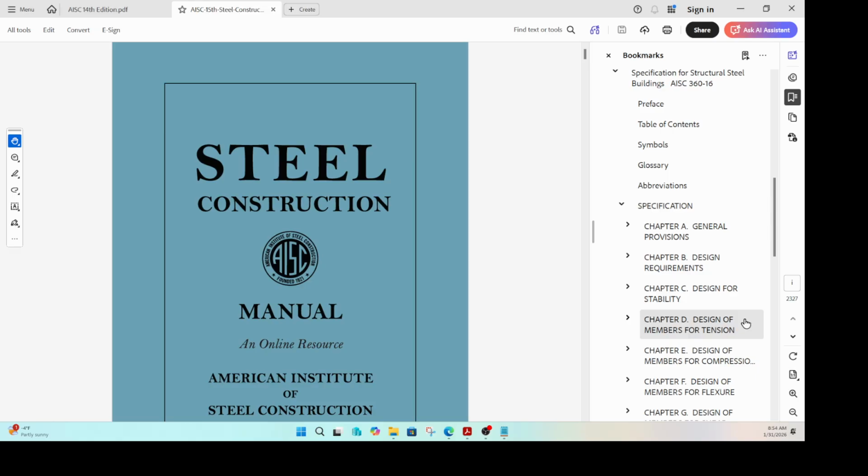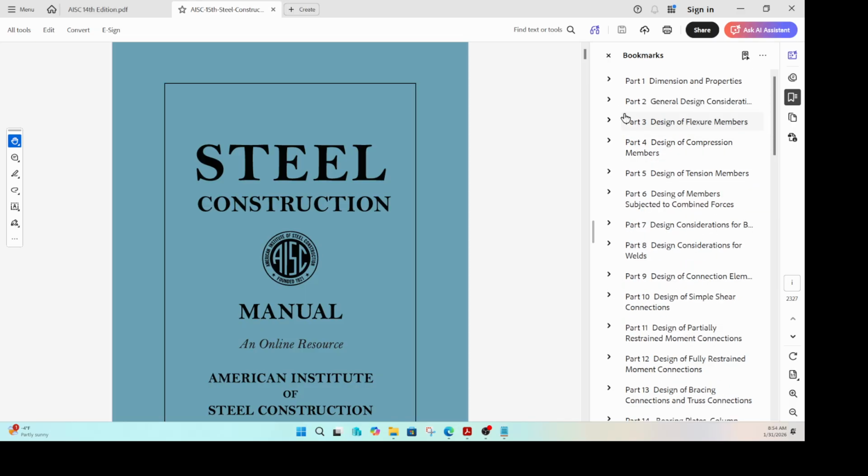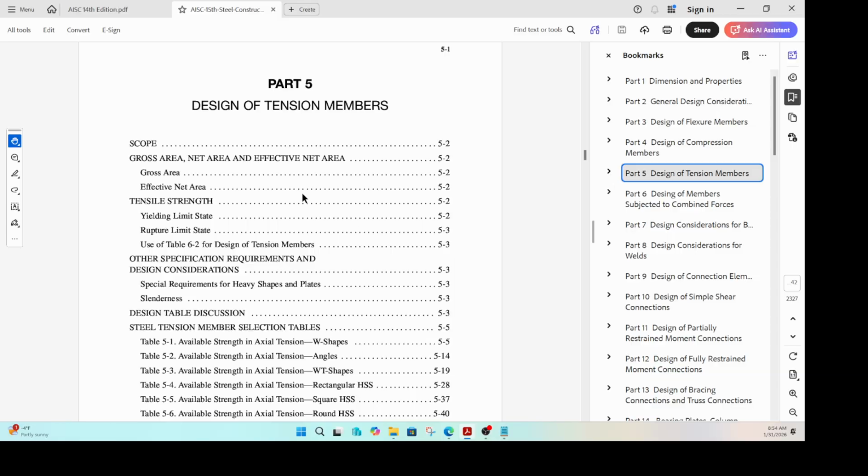All right. Not too much information is in part 5. Let's start here. This is part 5, and you see design of tension members. They're talking about gross area and net area. No formulas are provided. These are just definitions, right? And they're talking about two primary limit states, which are the yielding limit state and the rupture limit state.